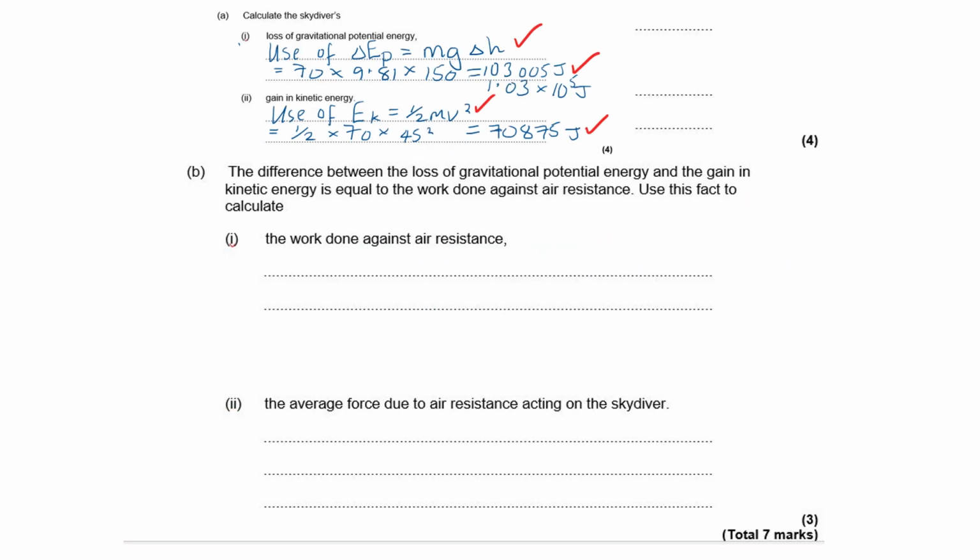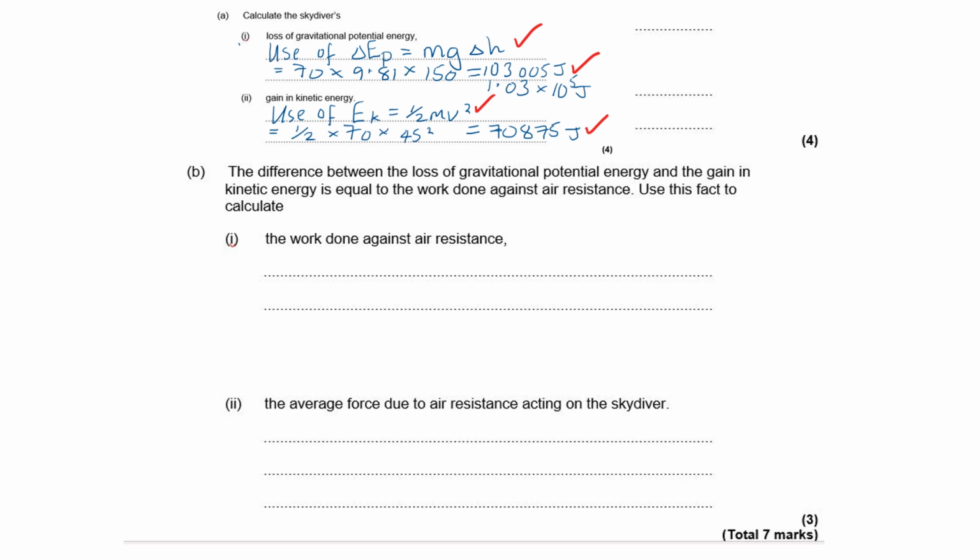And you may have noticed there is a difference between the two values, and this isn't a simple case of just saying that the potential energy all transfers to kinetic energy. Remember, for a skydiver, there's going to be work done against air resistance as well. So part B, the difference between the loss of gravitational potential energy and the gain in kinetic energy is equal to the work done against air resistance.